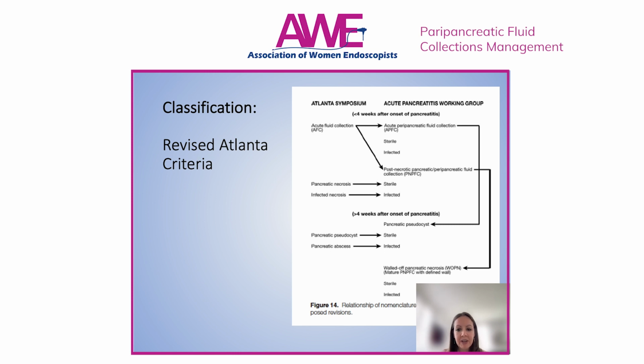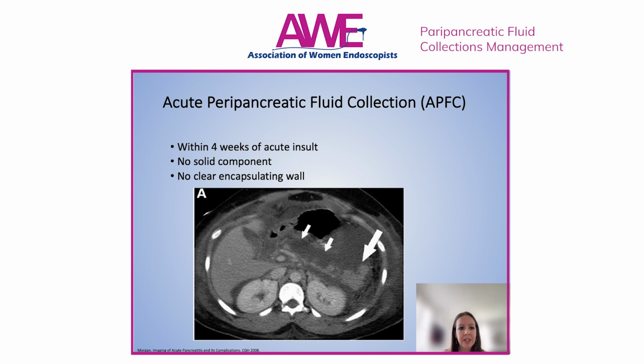And this criteria divides collections not just in acute and chronic, but it divides both acute and chronic collections into subdivisions based on the presence of necrosis versus just fluid alone. So the first type of acute collection is acute peripancreatic fluid collection, and these are collections that usually occur within the first 4 weeks of acute insult or pancreatitis episode. They have no solid component, and as you can see on the image here, they have no clear encapsulating wall.